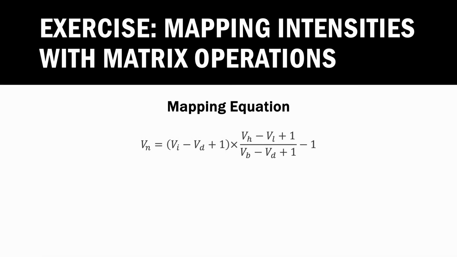Now we'll turn the mapping equation into a single MATLAB expression. The idea is, take each original value VI, shift it by subtracting VD and adding 1, then scale it by the constant ratio, VH minus VL plus 1, divided by VB minus VD plus 1, and finally subtract 1. This preserves the relative spacing while expanding to the full range.